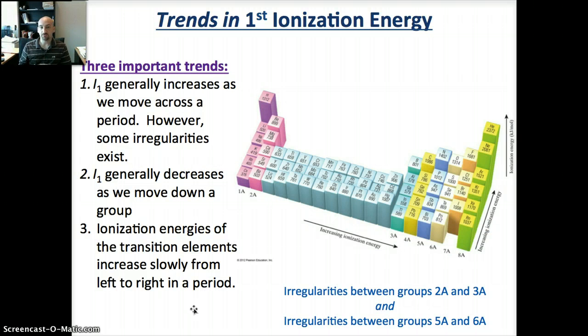So there's really 3 important trends that you should know for the first ionization energy. For the most part, the first ionization energy increases as we move across a period. You can see that in this figure, where everything's just getting taller and taller, more energy. Secondly, the first ionization energy usually decreases as we move down a group. As we move down, you can see these decrease, for the most part. Lastly, the ionization energy of the transition elements, which are here in this light blue color in the middle, increases very slowly from left to right. Now there are some irregularities and you should be aware of those as well.